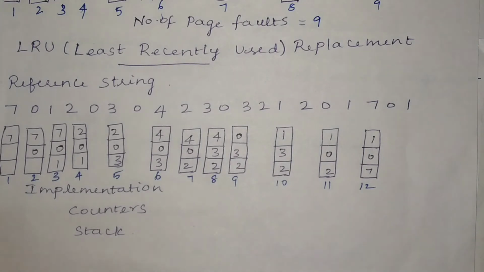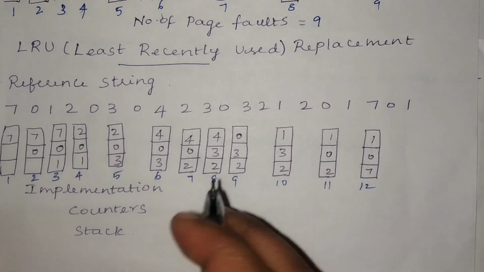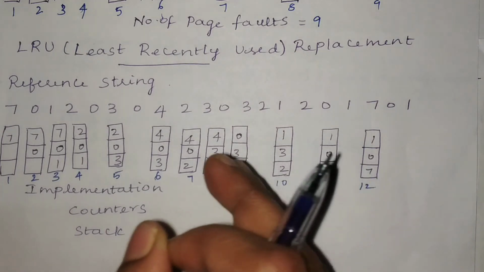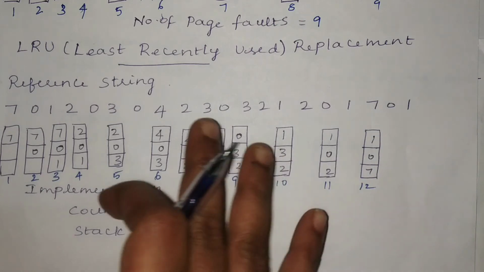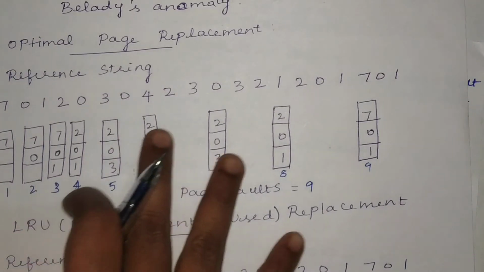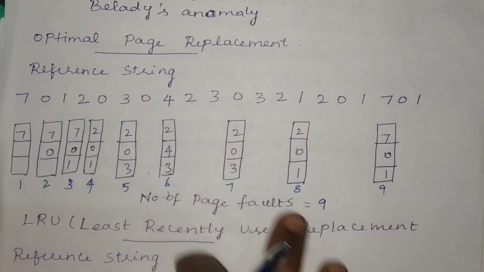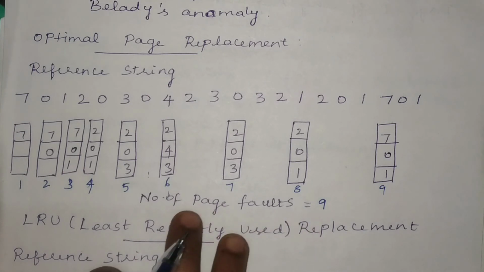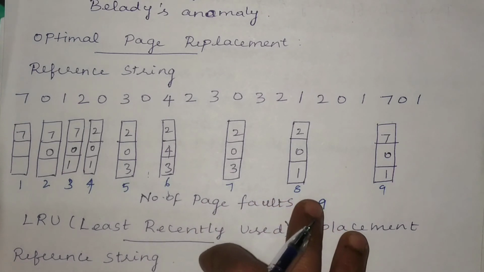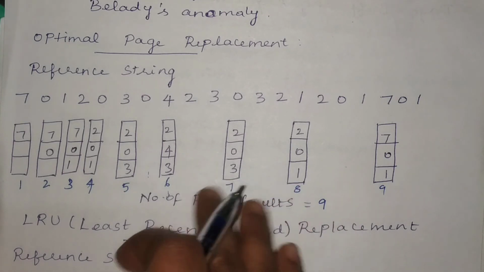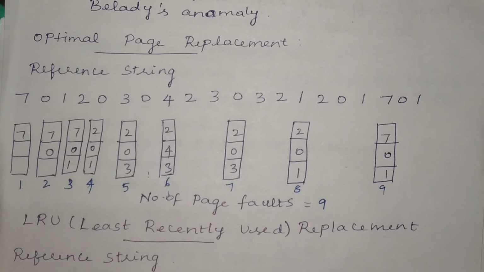So it is somewhat better than FIFO replacement, but the most efficient page replacement algorithm among these three is optimal. It has very minimal page faults. So we can say it is more efficient than the other two page replacement algorithms.